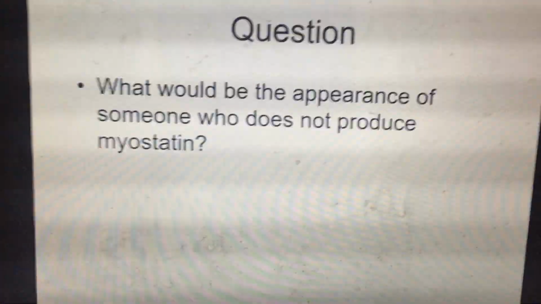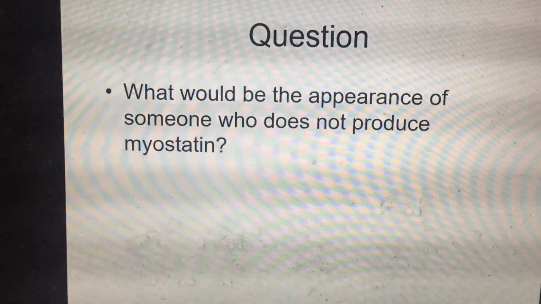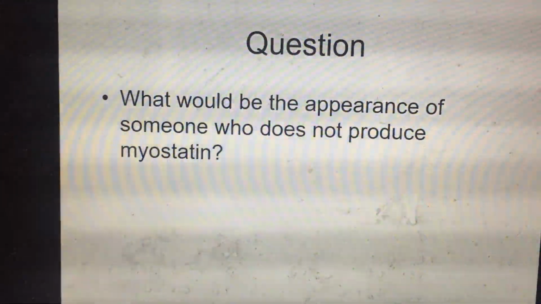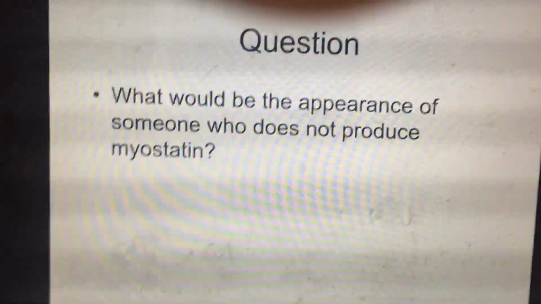Okay, this is where I left off before my iPhone ran out of charge. So the question here is, what would be the appearance of someone who does not produce myostatin?